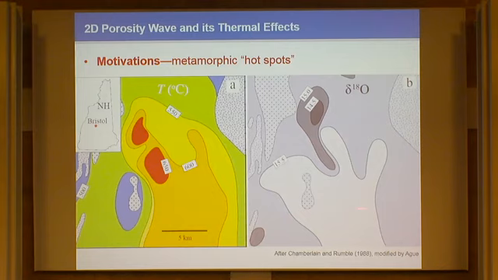This plot shows the oxygen isotope value in the same area. It shows the oxygen value is low in the center, but increases outward. The explanation is that if you have a focused fluid flow, which has a lower oxygen isotope value, it makes these contours.